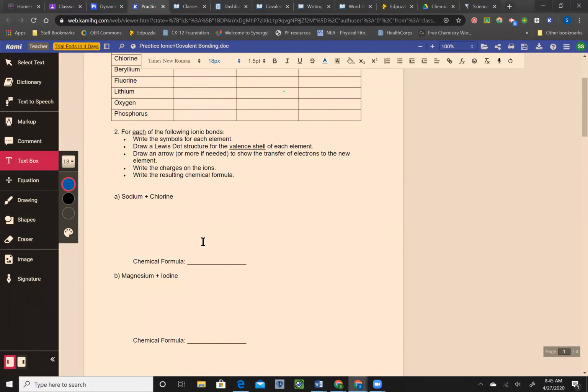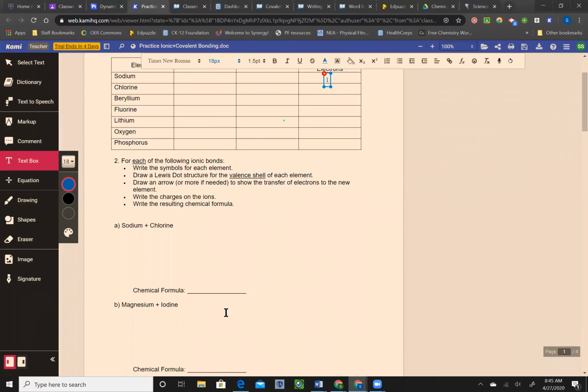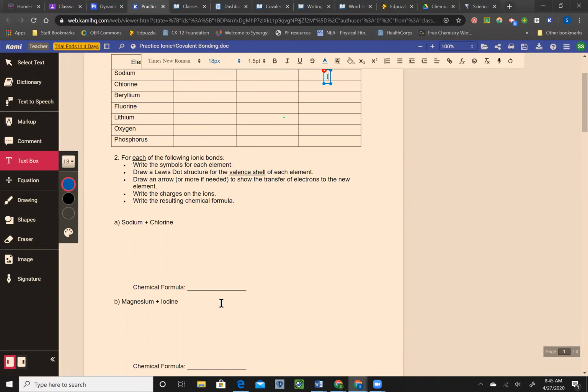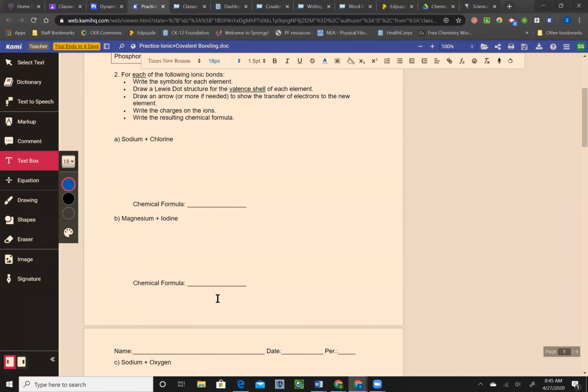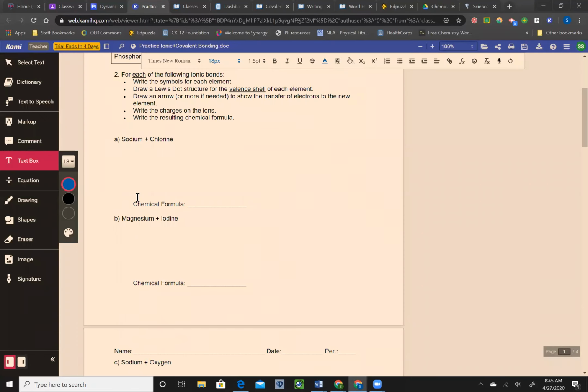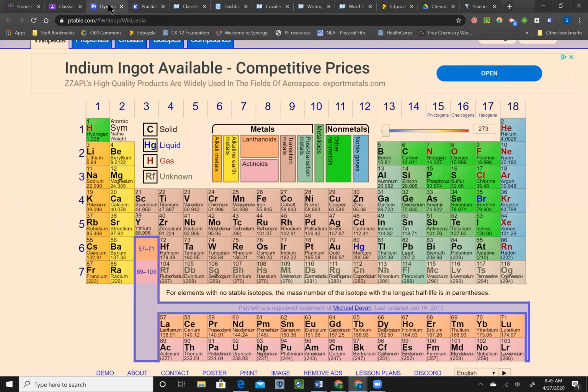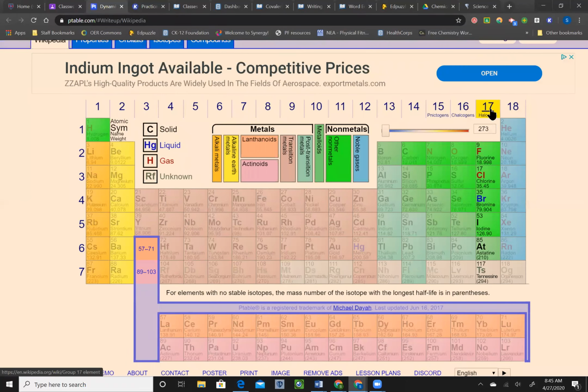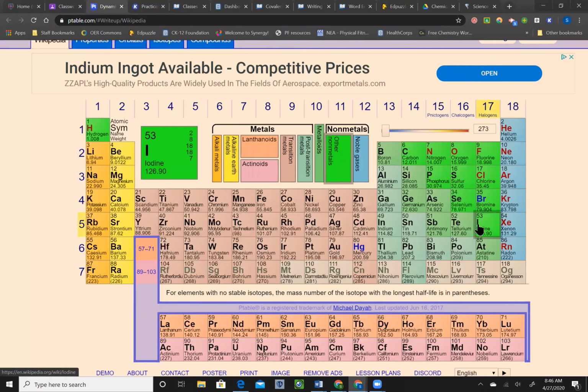So let's go on to magnesium and iodine. Let's not forget our steps. So magnesium, I look right there, atomic number 12, group 2, and I look for iodine. Iodine is way over here on this side. You can look, and you'll find it right here, and it's in group 7. So we got a group 7 with a group 2.